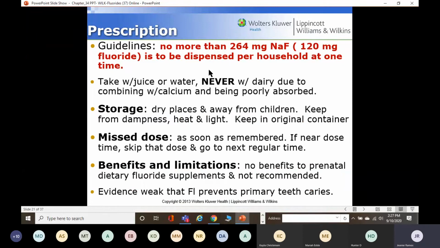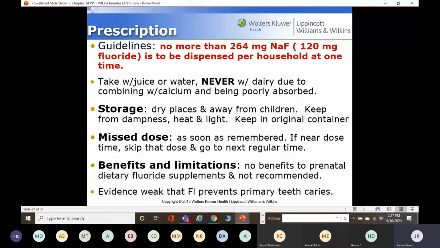Prescription guidelines. You need to know this. There's no more than 264 milligrams of sodium fluoride, which is 120 milligrams of fluoride, that can be dispensed per household at one time. You want to take it with juice or water, never with dairy, due to combining with calcium and being poorly absorbed. For storage, keep in dry places and away from children, away from dampness, heat, and light. Keep it in its original container.